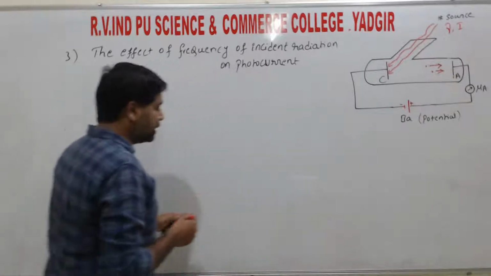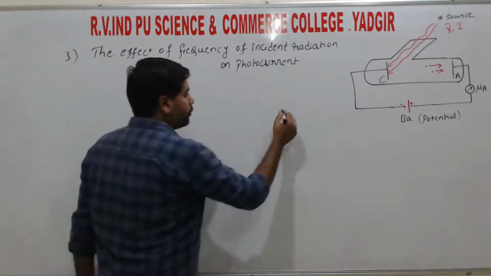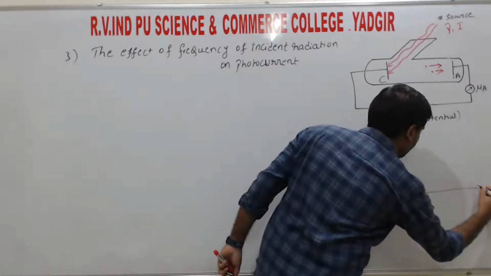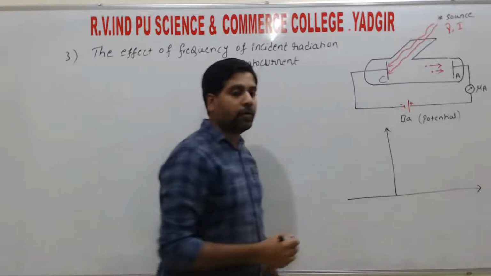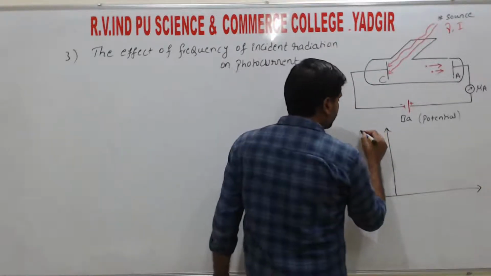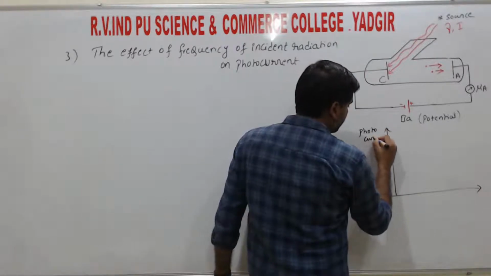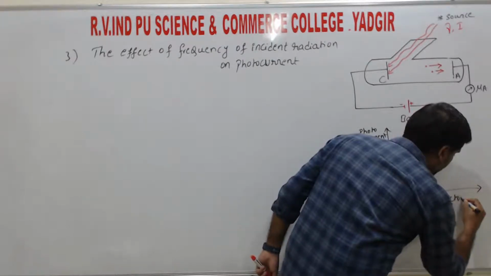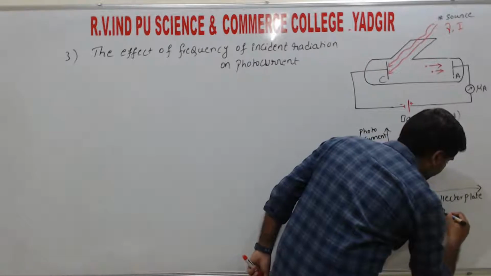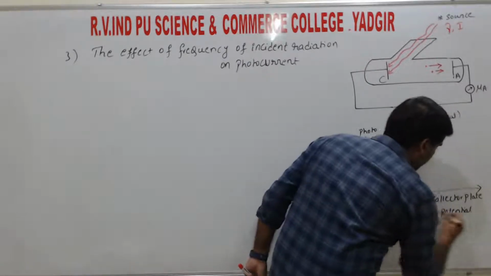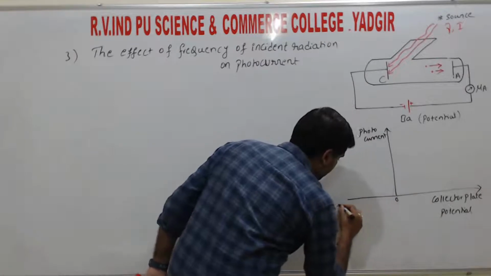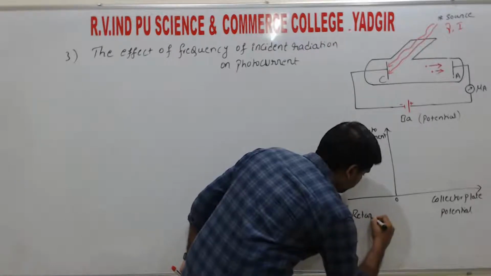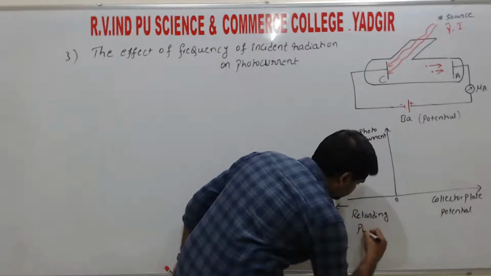In the last class we discussed that we plot the graph of photocurrent with respect to the potential. Along the y-axis we take photocurrent, and along the x-axis we have the collector plate potential. Here we have 0, and towards the left we take the retarding potential.